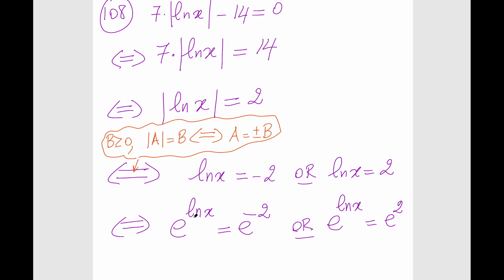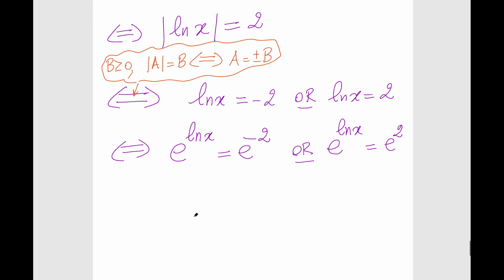And now what's e to the power ln? What's the exponential function with base e back to back with the logarithmic function with base e? Back to back, neutral action, so you get x equals e to the power negative 2. What's e to the power negative 2, by the way? This is the reciprocal of e squared. Or similarly here, back to back, these two functions are inverses, so you get x equals e squared. Correct? So these are the only two that do the job.